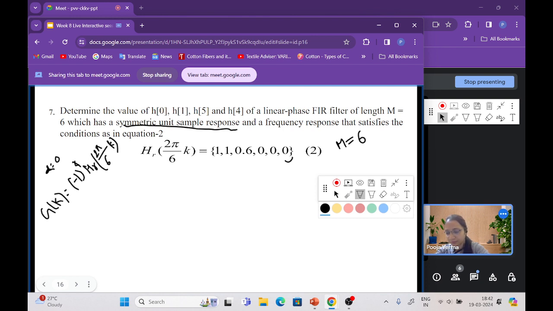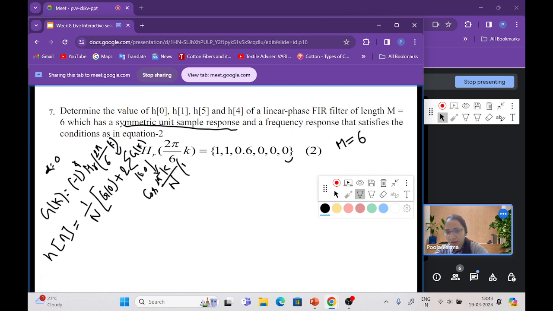Right, and how we find out the values of h of n, we will get 1 by n times g of 0 (here n is even, so g of 0) plus 2 summation k equal to 0 to u of g of k, then here I am writing cos 2 pi k by n plus 1 by 2, right?